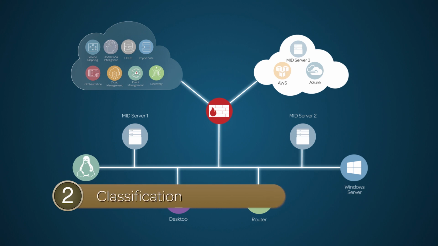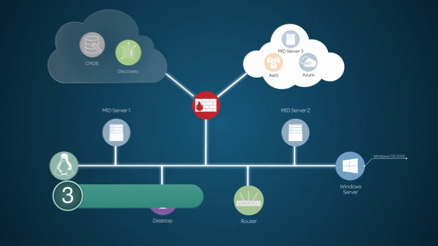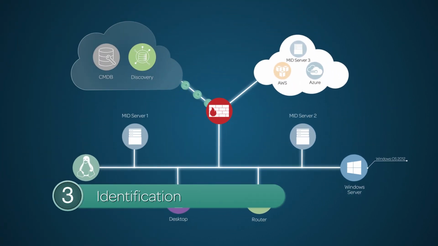In the second phase, classification, Discovery continues to send probes to find the type of device at each IP address. In our Windows Server example, Discovery sends the WMI probe, used for Windows devices, to determine which Windows operating system is running on this device. In the third phase, identification, Discovery collects additional information about the device to uniquely identify it. Discovery then uses CI identification rules to check the CMDB for the matching CI. If a matching CI is found, it's updated. If a matching CI is not found, a new CI is created.